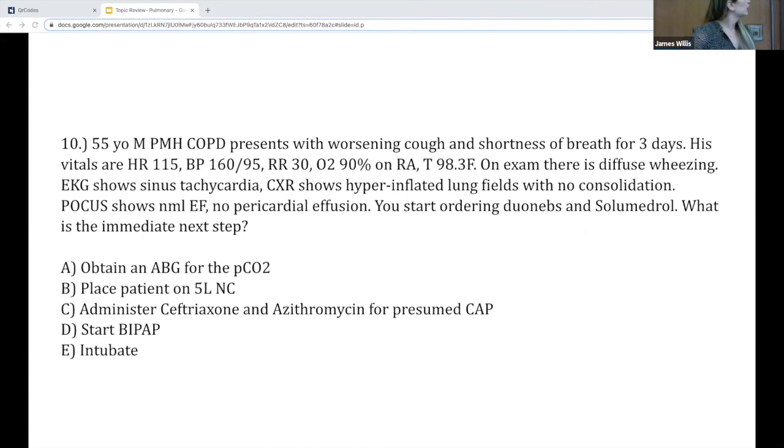Okay, and our last question. 55-year-old male with a history of COPD presents with worsening cough and shortness of breath. He's tachycardic to 115, he's a little hypertensive, he's tachypneic to 30, and he's saturating 90% on room air, he's afebrile. On exam, he has diffuse wheezing, his EKG shows sinus tach, his chest x-ray shows hyperinflated lung fields with no consolidation. His ultrasound shows a normal EF and no effusion. You start ordering your DuoNebs and salmeterol, but what do you want to do for the patient right now?